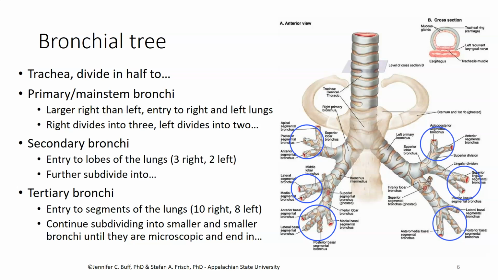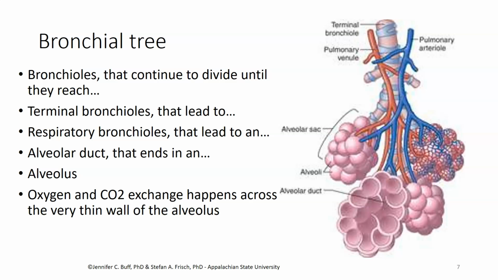The tertiary bronchi enter into segments of the lungs. There are 10 on the right and 8 on the left. These tertiary bronchi continue subdividing into smaller and smaller bronchi until they become microscopic units. This division ends in a sequence that leads to the alveoli. With the bronchioles, they continue to subdivide until they reach a final stage of terminal bronchioles that attach to a respiratory bronchiole that attaches to an alveolar duct that ends in an individual alveolus.